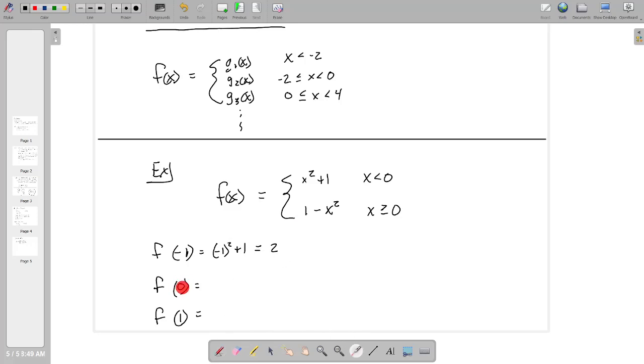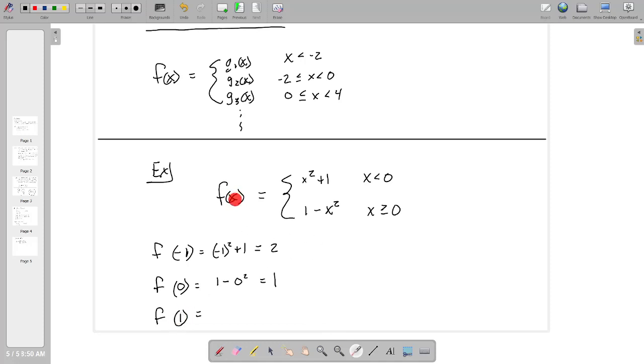Now I have f of 0. So is 0 strictly less than 0? No. 0 is equal to 0. Is 0 greater than or equal to 0? Yes, it's equal to 0. So we use this function here. So if x is 0, then we plug it into this function, or our f function. So we would get 1 minus 0 squared, which is equal to 1. Then we check 1.